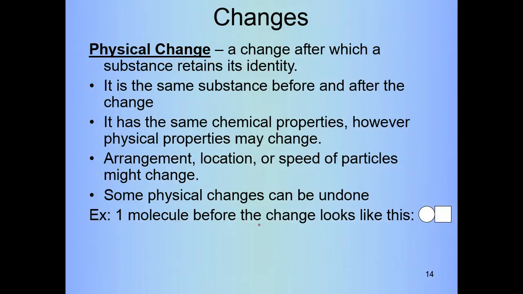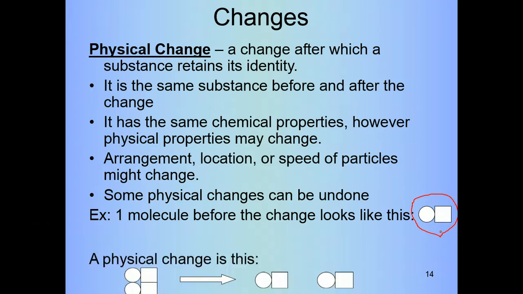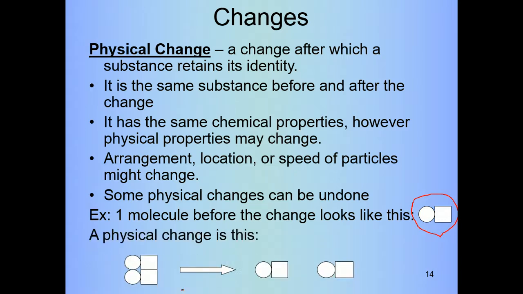So if we take a look on the molecular level or on the atomic level, when we describe physical changes, we're talking about this basic unit. So we'll pretend these are atoms. This is a circle attached to a square. This is our little molecule. In a physical change, let's say I have a couple of these and they happen to be arranged where it's a circle and square on top of a circle and square.